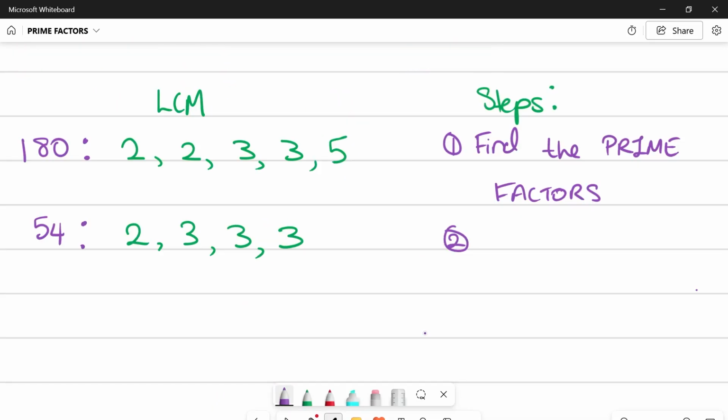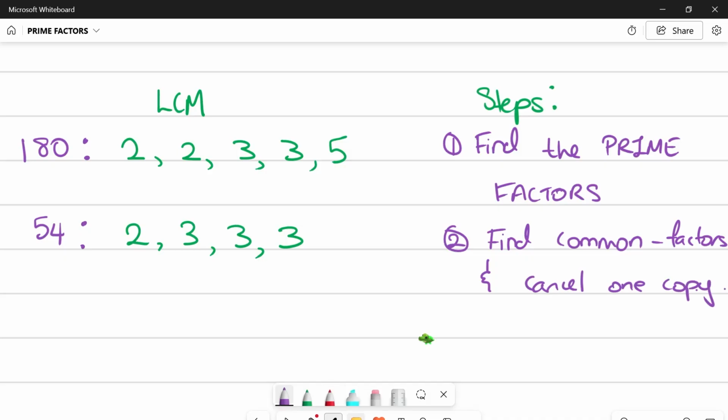The second step to find the LCM of both numbers is we must find common factors and cancel one copy. So let's find the common factors between 180 and 54.